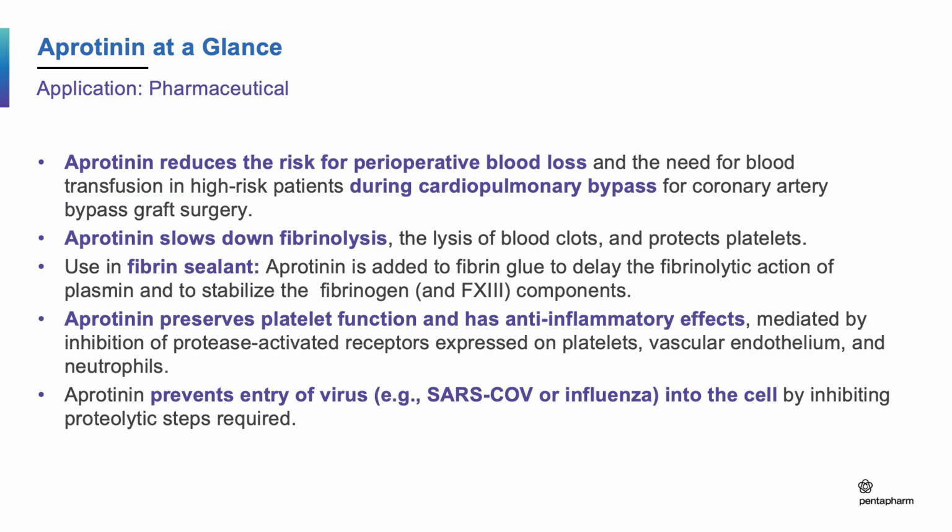Lastly, aprotinin is used as a pharmaceutical agent. It can reduce the risk of perioperative blood loss and the need for blood transfusion in patients who are at high risk during coronary artery bypass graft surgery. Aprotinin prevents fibrinolysis and can be used in fibrin sealant to delay the fibrinolytic action of plasmin and to stabilize the fibrinogen and factor 13 components.